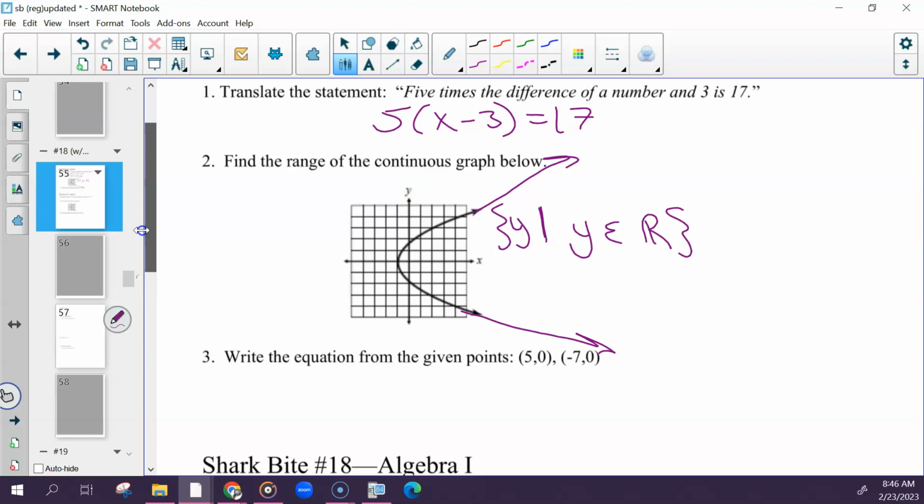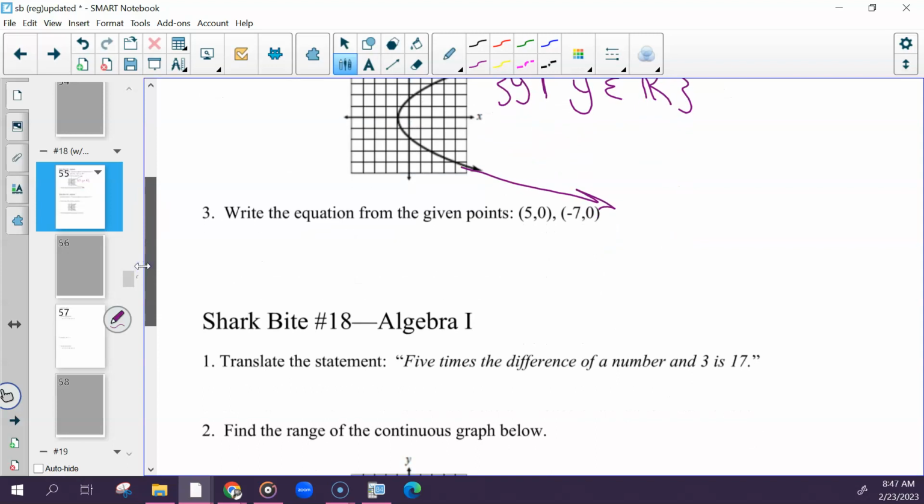You can use Desmos for 3. So I'll show you the work and then I'll show you Desmos. So the work would be finding the slope between those 2 points. So 0 minus 0 over -7 minus 5, which would give us 0 over -12, which is just 0. What type of line has a 0 slope?